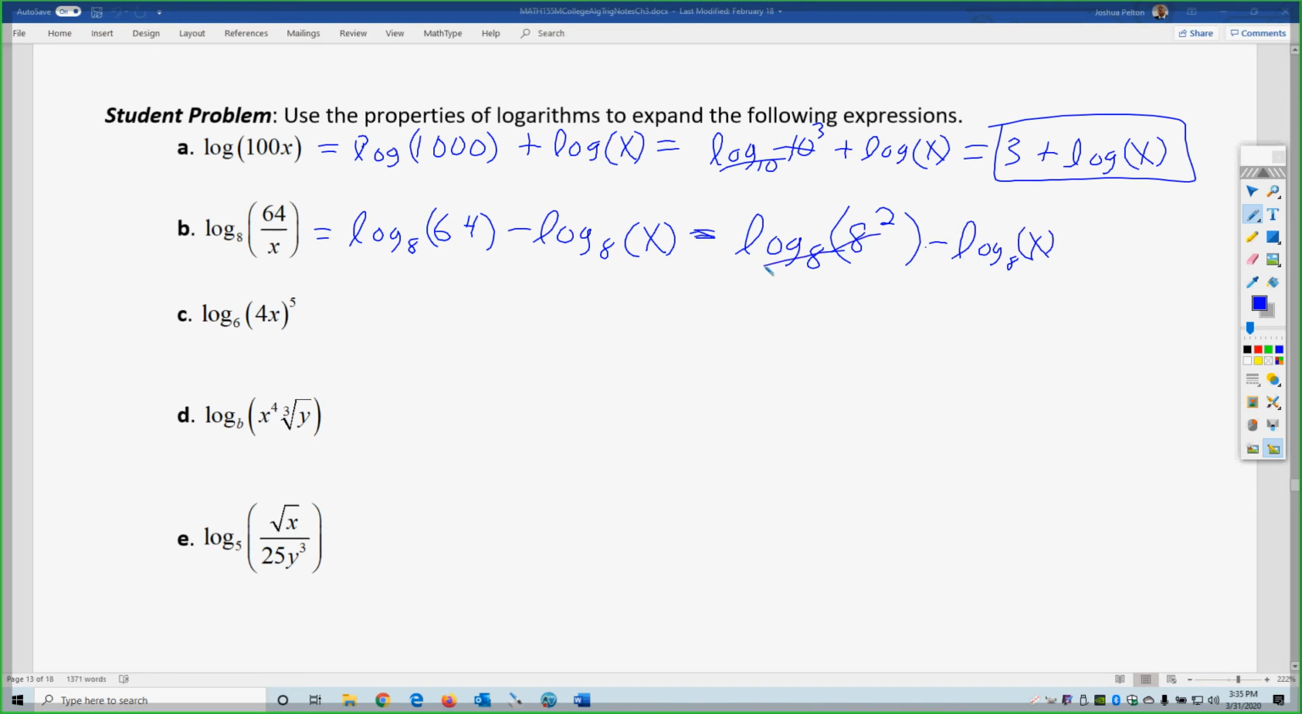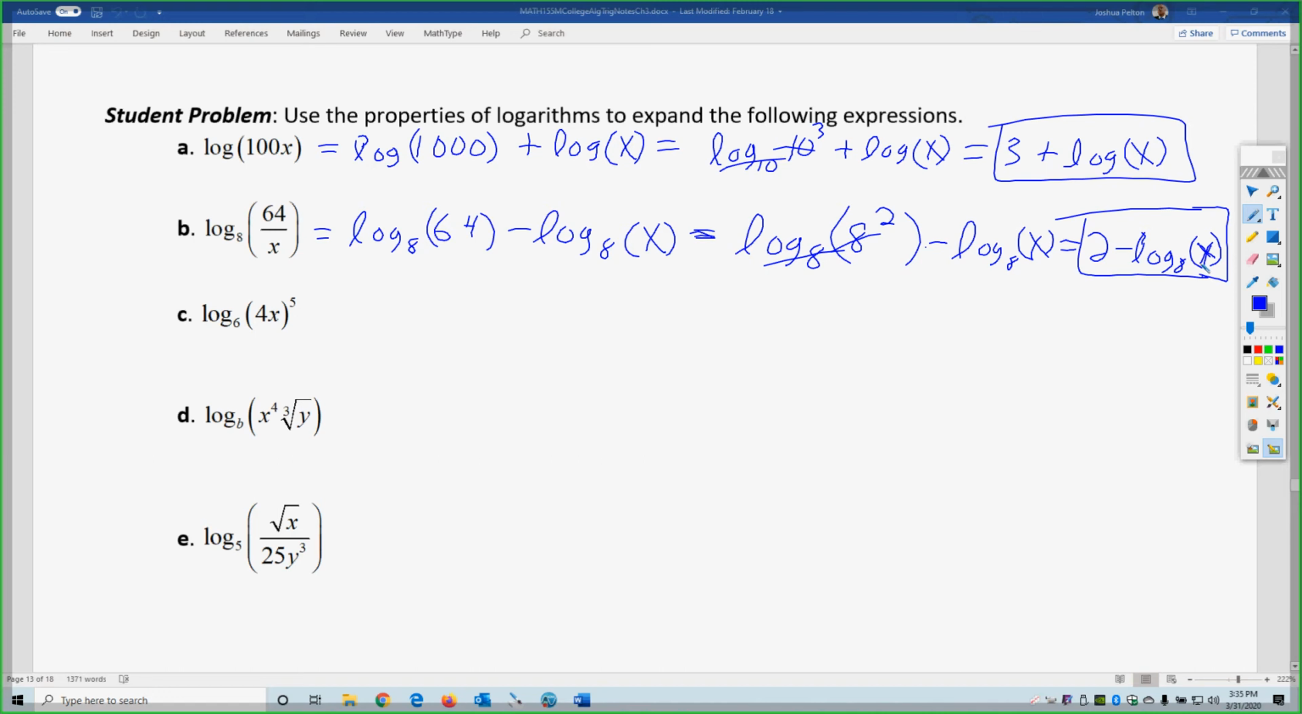So those will cancel, leaving me with 2 minus the log base 8 of x. A little sloppy, but we got it in there. Let's fix that up a little bit. There we go.